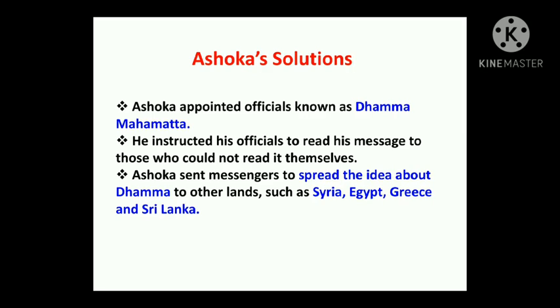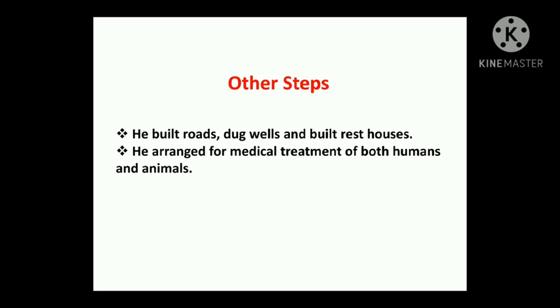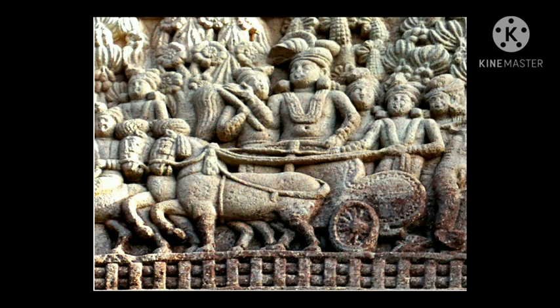Ashoka also took various steps for the welfare of the people. He built roads, dug wells and built rest houses also. Besides, he arranged for medical treatment for both human beings and animals. From these we can understand that Ashoka tried to care for everything which has life.